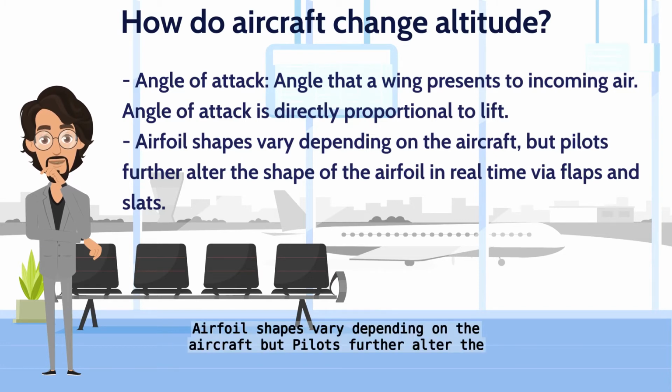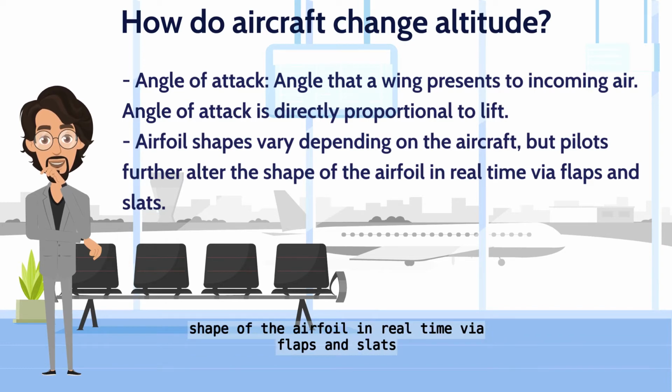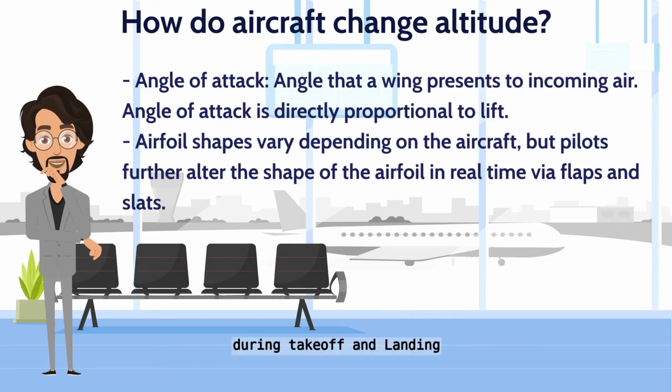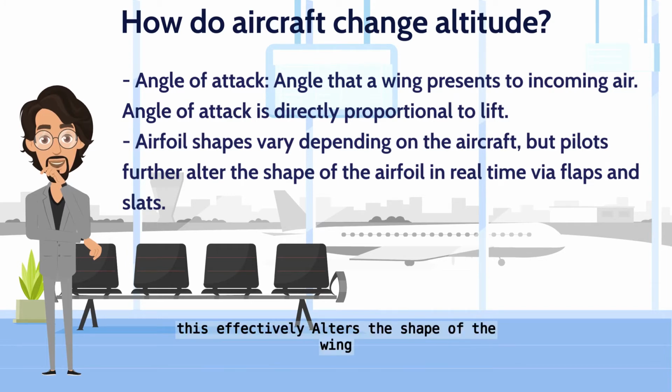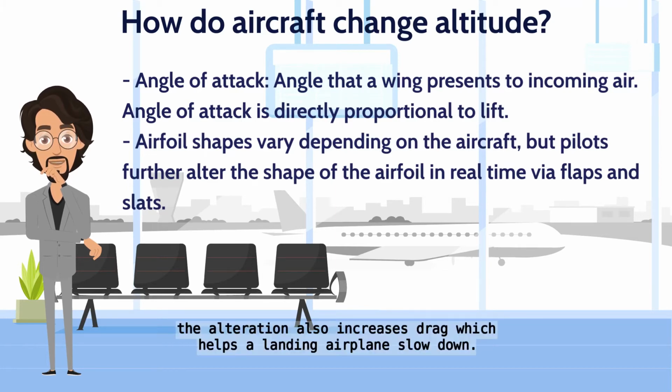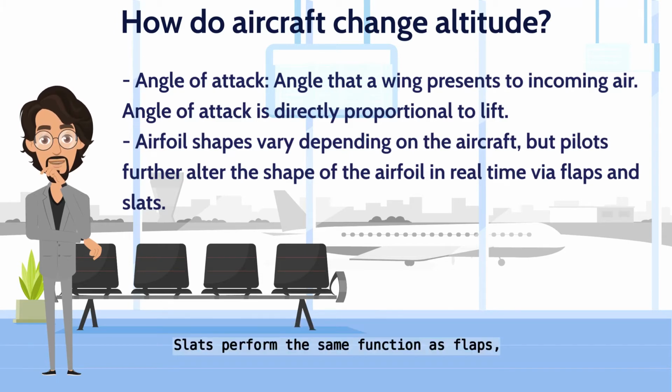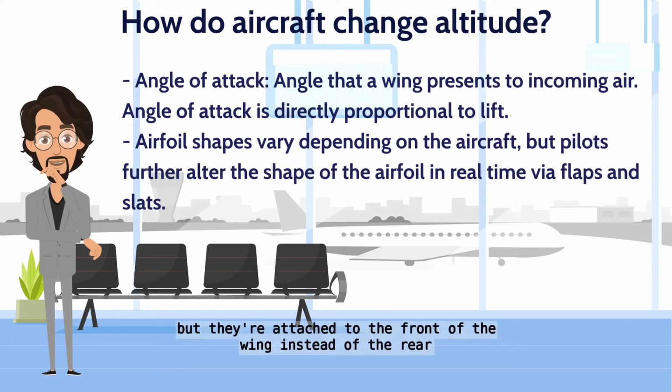Airfoil shapes vary depending on the aircraft, but pilots further alter the shape of the airfoil in real time via flaps and slats. During takeoff and landing, the flaps extend downward from the trailing edge of the wings. This effectively alters the shape of the wing, allowing it to divert more air, and thus create more lift. The alteration also increases drag, which helps a landing airplane slow down. Slats perform the same function as flaps, but they're attached to the front of the wing instead of the rear.